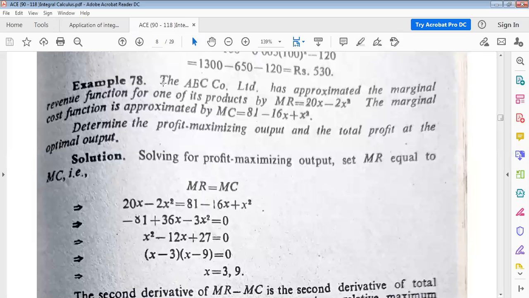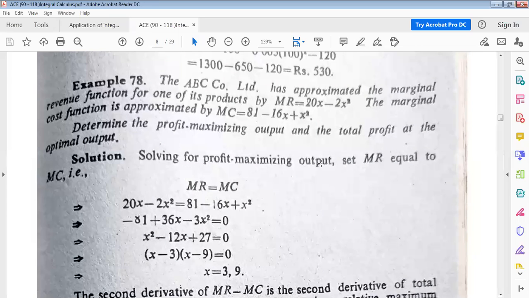Okay, next, example 78. The ABC Company Limited has approximated the marginal revenue function for one of its products by this, and the marginal cost function is this MC. Determine the profit maximizing output. You have to maximize the profit. That means first of all you have to find out the profit, then maximize. How to maximize, you must know from our previous lecture. And find the total profit at the optimal output.